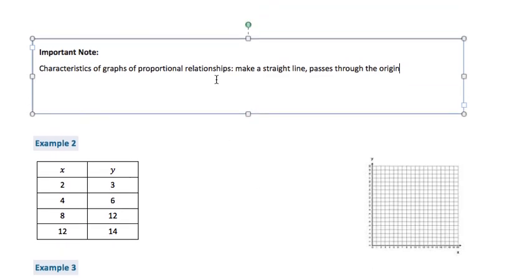Remember, for it to be a proportional relationship, it must first of all make a straight line and second of all pass through the origin. So although you may find relationships that create a straight line, if they don't pass through the origin, they are not proportional.